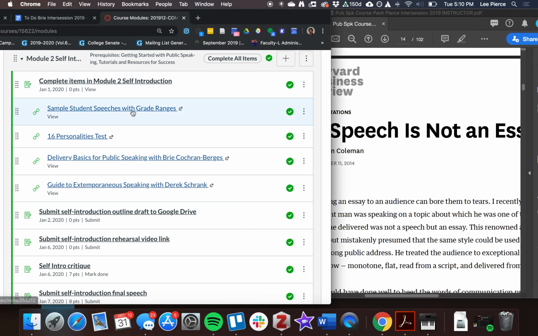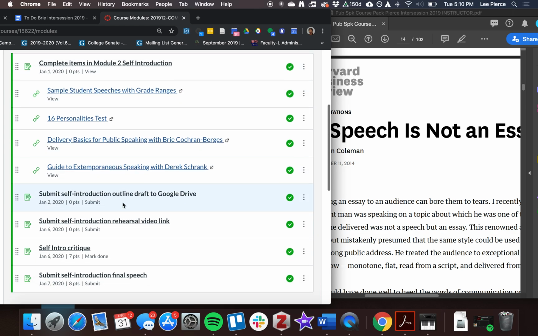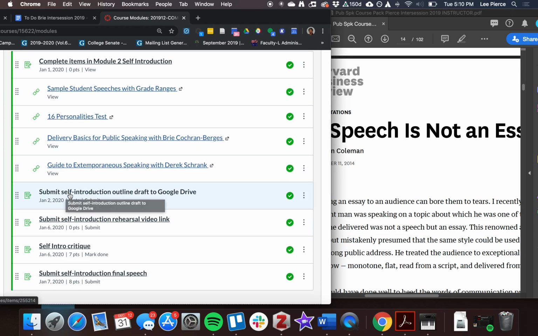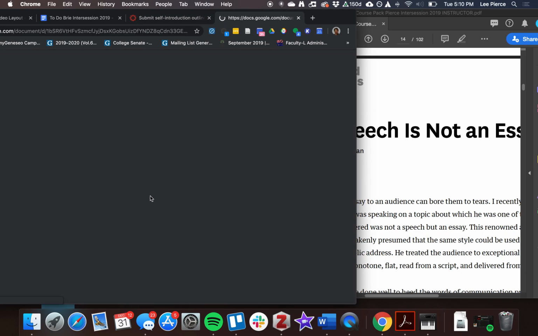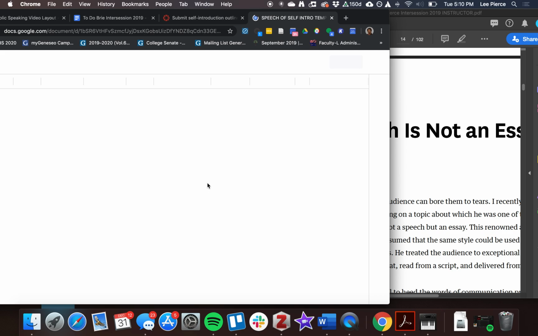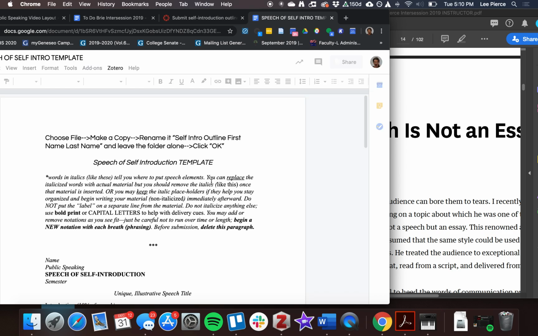So if we go over to the module, you will see that there is this assignment to submit your self-introduction outline draft to Google Drive. And in that, it asks you to find the template for the speech of self-introduction. So you're going to go ahead and open up the template. I had created this template before I even read the Nell Casey essay, but the Nell Casey essay essentially follows the template. So that's how I know that this is a really fabulous template.